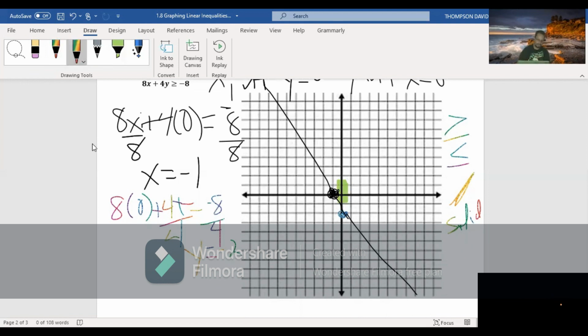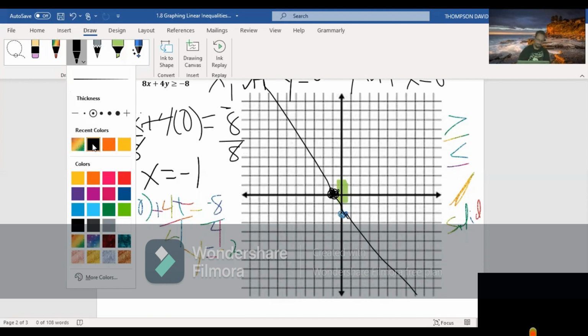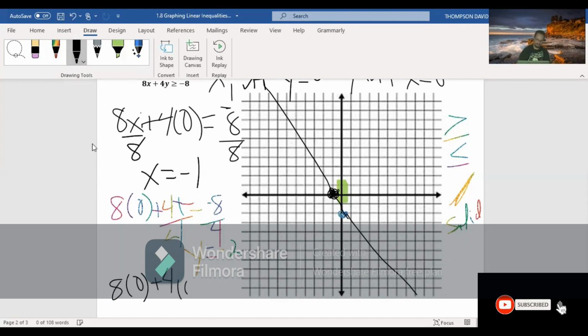So we'll say 8 parentheses 0 plus 4 parentheses 0 is greater than or equal to negative 8. So 8 times 0 is 0, 4 times 0 is 0. So we're saying 0 is greater than or equal to negative 8, which is true. So the section that has 0, 0 in it is the section we want to shade.